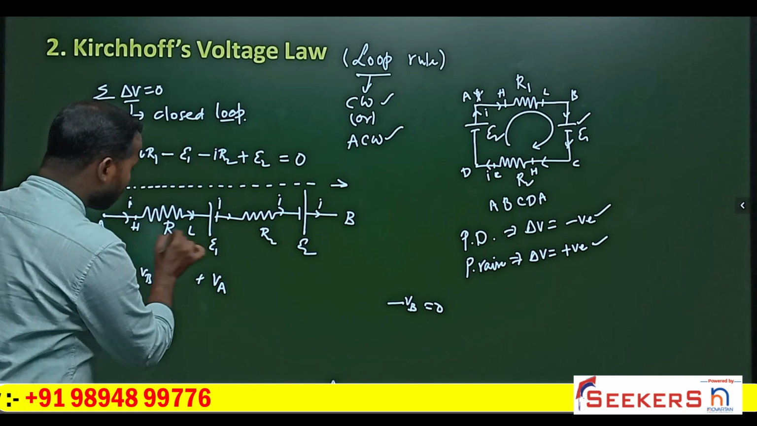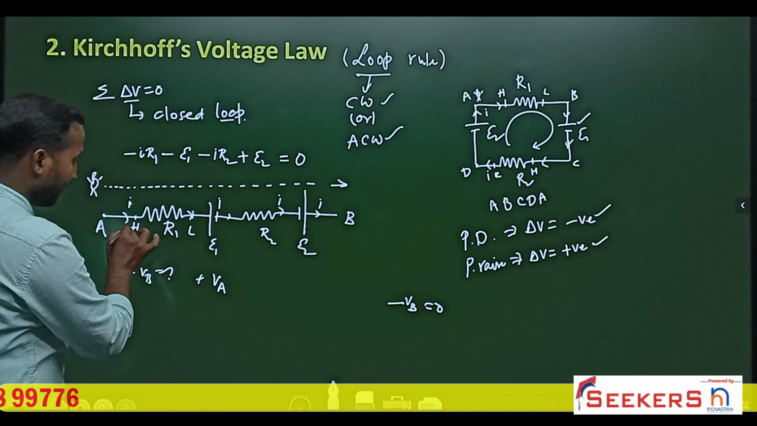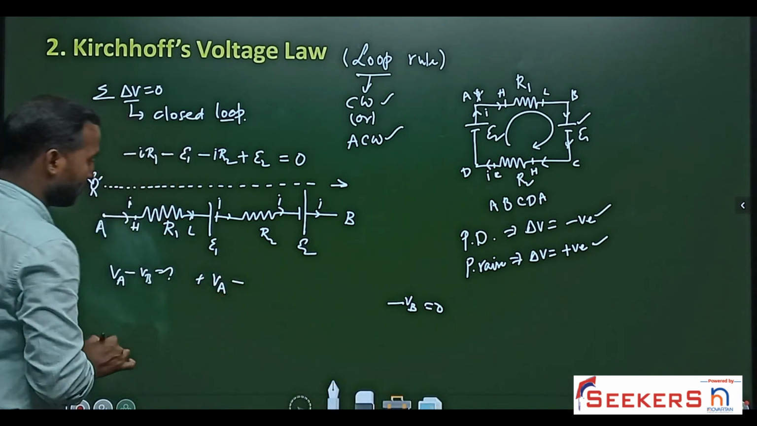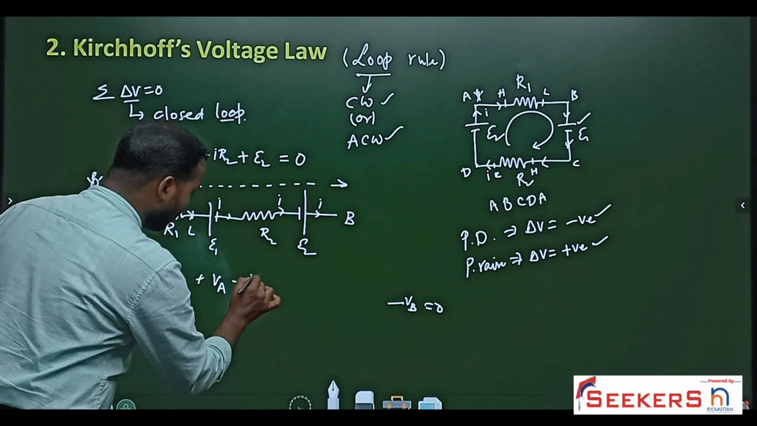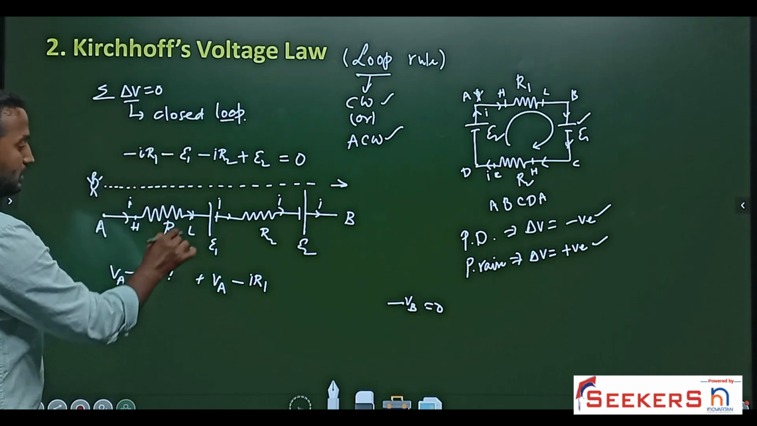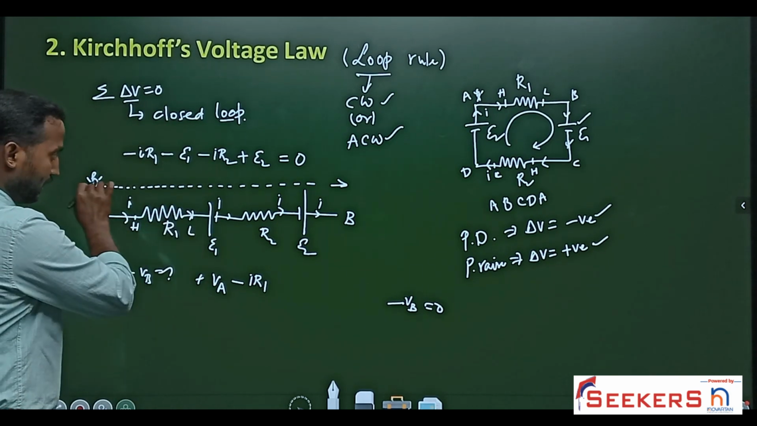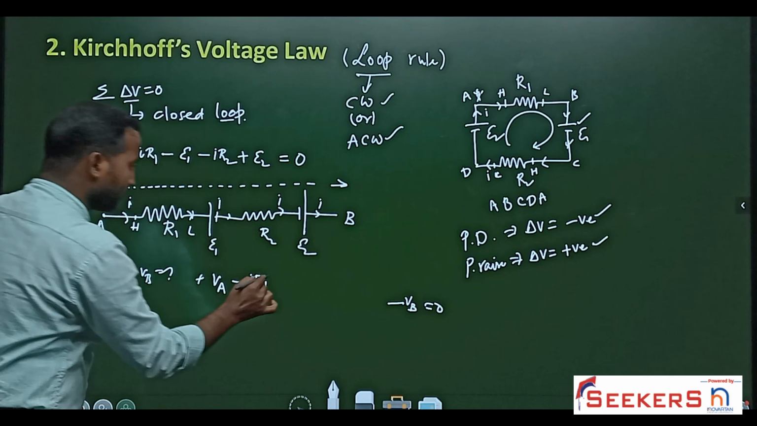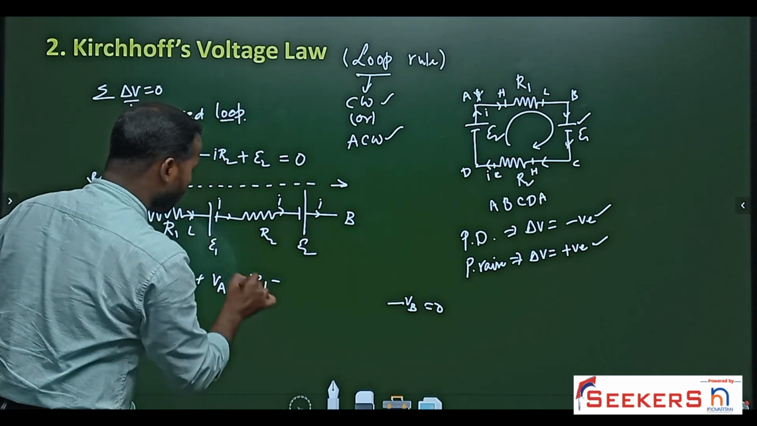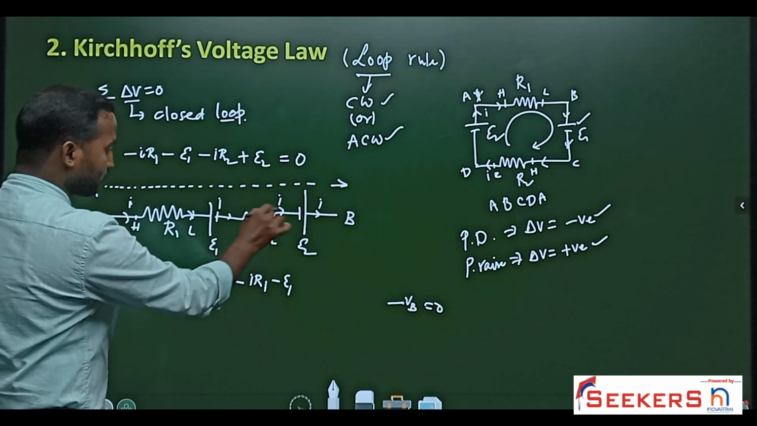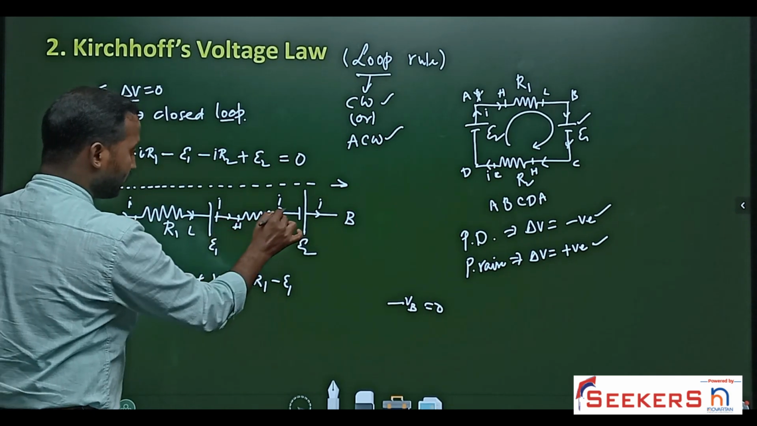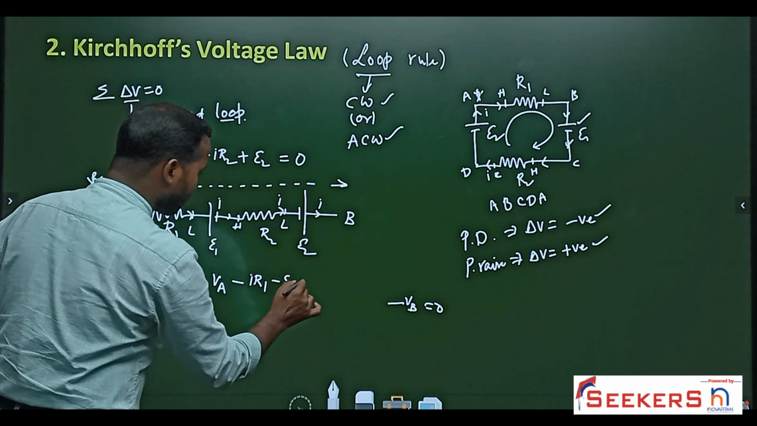Okay. So what does that mean? Potential is dropping, high to low. Dropping means minus. How much is the drop here? Current into resistance, I R1. Now here I am going from high to low, hence potential is dropped. How much? E1. Now again current is going this way. Here higher potential, here lower potential. Potential is dropped again. How much?